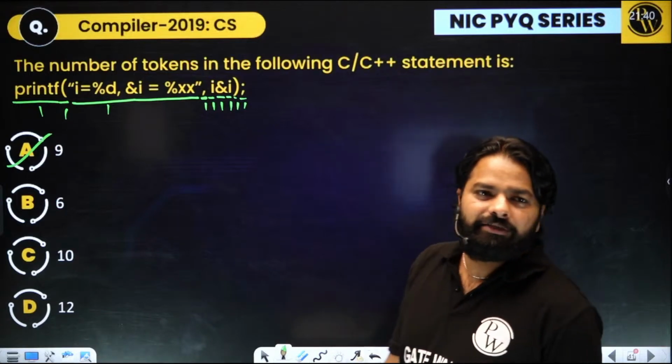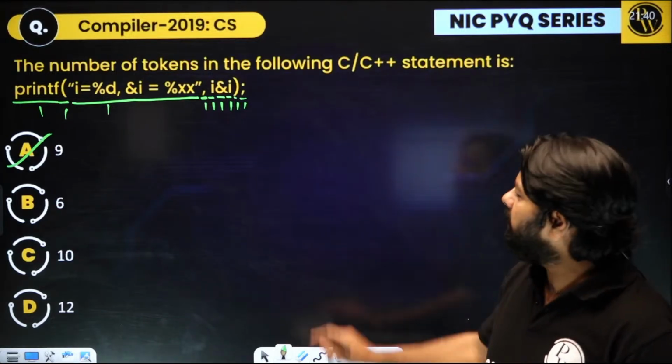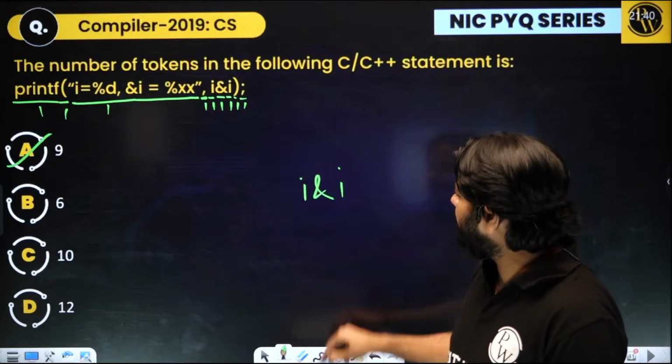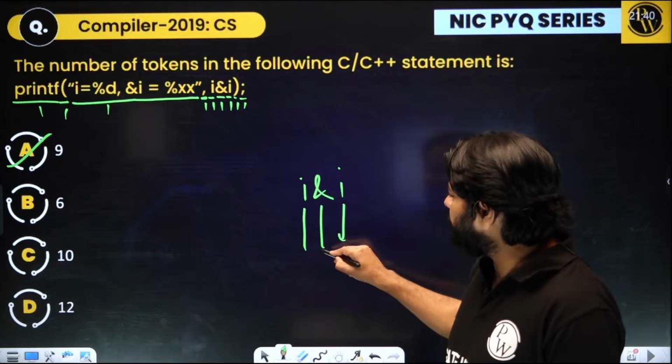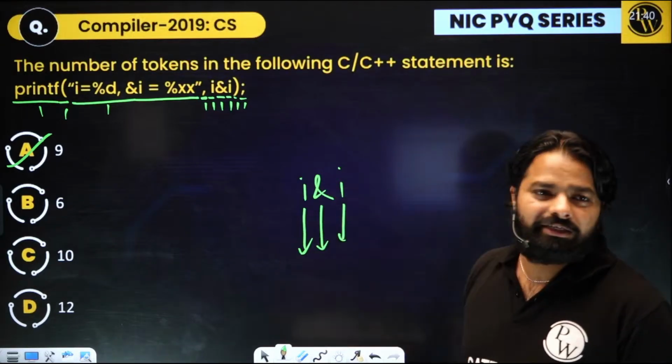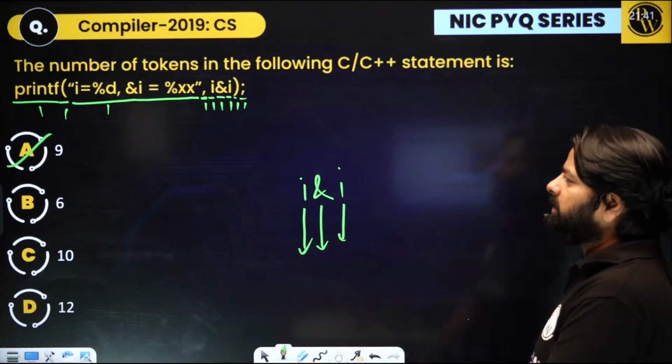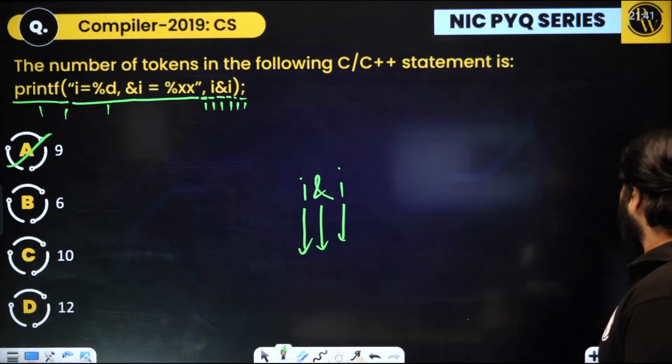There is a difference between the previous question and this question. Here I ampersand I is there, so these 3 are different tokens. Remember, you cannot assume a single token here. So A is the right answer, correct. Easy one.